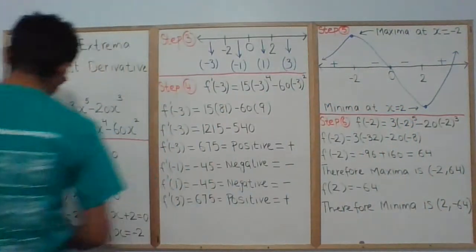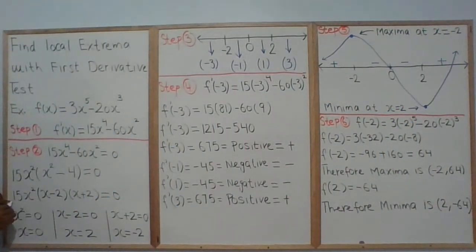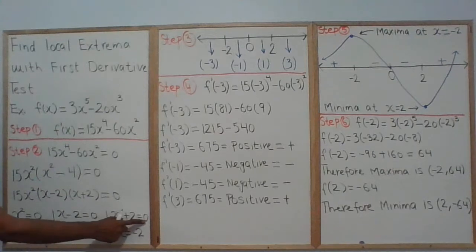Now, these terms are multiplying to 0. This, and that, they're multiplying to 0, which means at least one of them is 0. 15 cannot be 0. x squared can be 0, so I wrote x squared equals 0. x minus 2 can be equal to 0, so I wrote x minus 2 equal to 0. x plus 2 could be 0, so I wrote x plus 2 equal to 0.